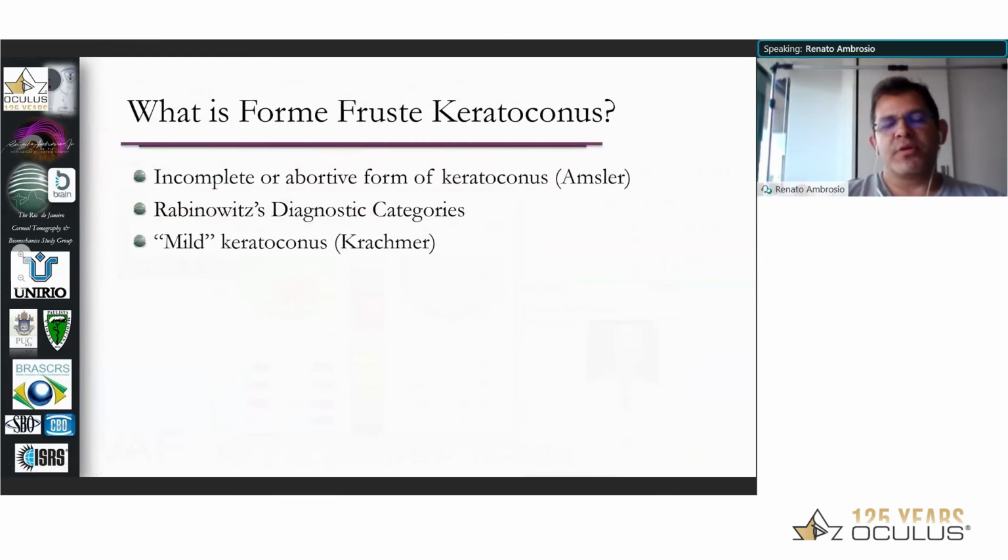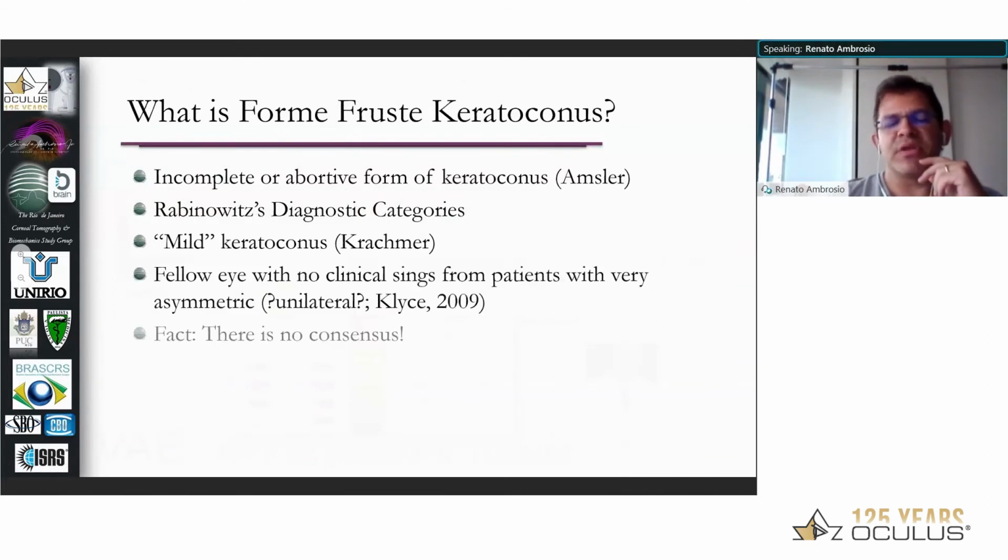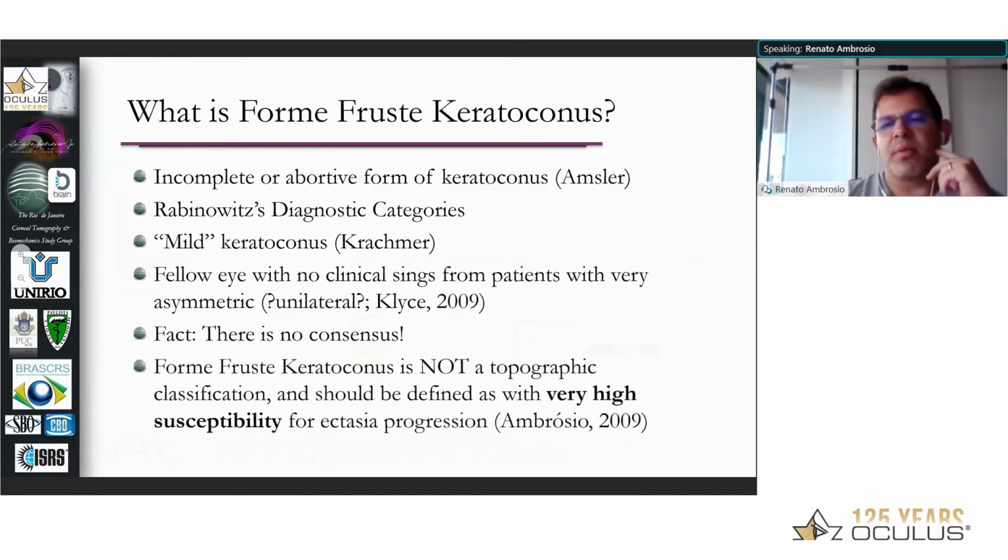So mild keratoconus is a very nice term by Jay Krachmer in a brilliant talk from the Cornea Subspecialty Day at the Academy a few years ago. But I would say that there is no consensus. And my humble contribution is that ectasia susceptibility will be a better term to define forme fruste keratoconus. And forme fruste keratoconus is definitely not a topometric classification. It's a concept of a clinical situation in which the disease is present, but in a very, very mild, subclinical, subsymptomatic situation.